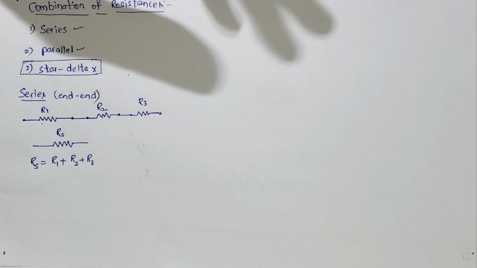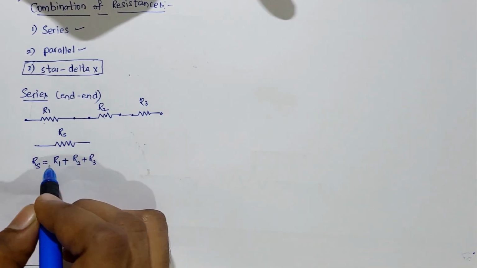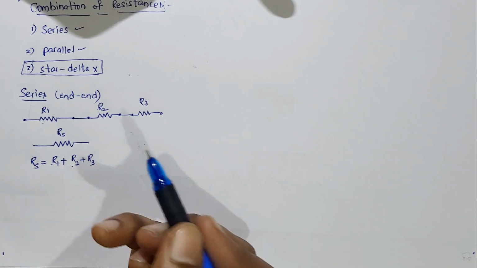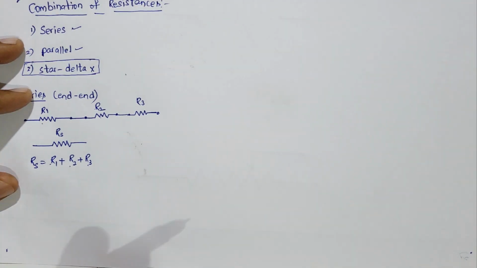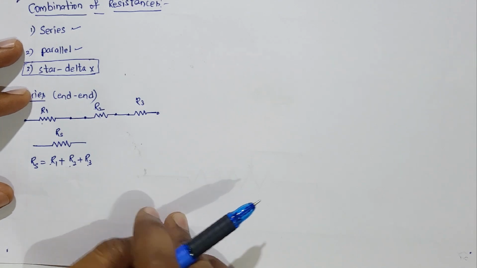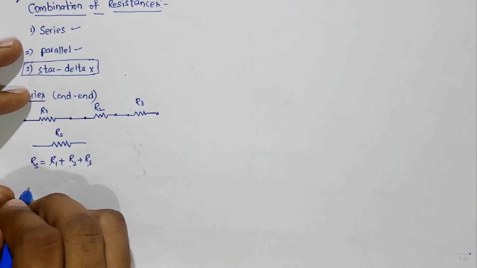Two things we need to know. When different value resistances are connected in series, then R1 plus R2 plus R3 plus R4 plus R5, like that. Suppose imagine equal value resistances are connected in series. Equal value means here like this.